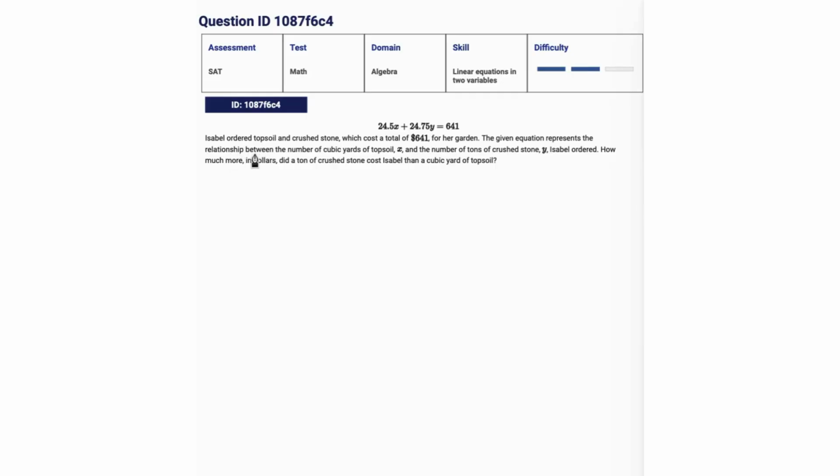Isabel ordered topsoil and crushed stone, which are two different things. We've been given that X is topsoil, and it's measured in cubic yards. And Y, which is crushed stone, is being measured in tons. Okay, great. So what is the question asking us? How much more in dollars did a ton of crushed stone cost Isabel than a cubic yard of topsoil?